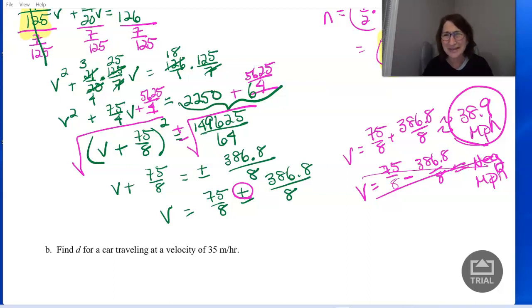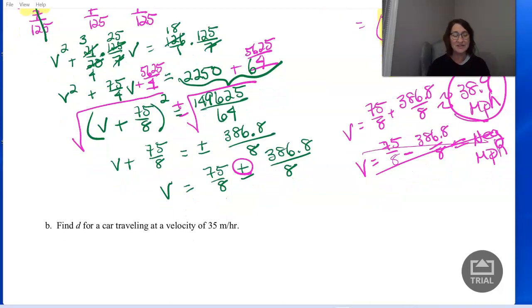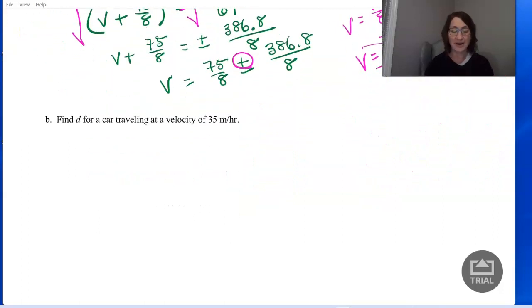Was that a crazy one? Yeah, but you could do it. Now this next one: find the distance for a car traveling at a velocity of 35 miles per hour. This one is not so crazy. All we need to do for this problem is they're giving you velocity.